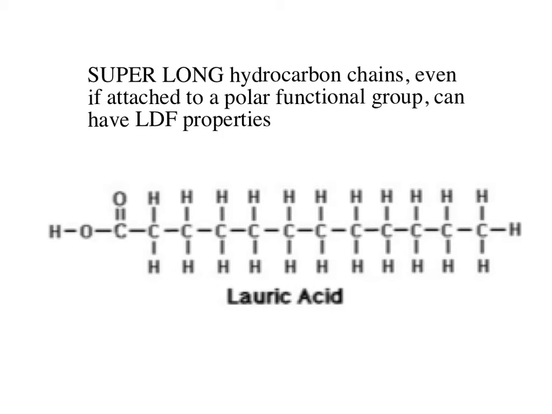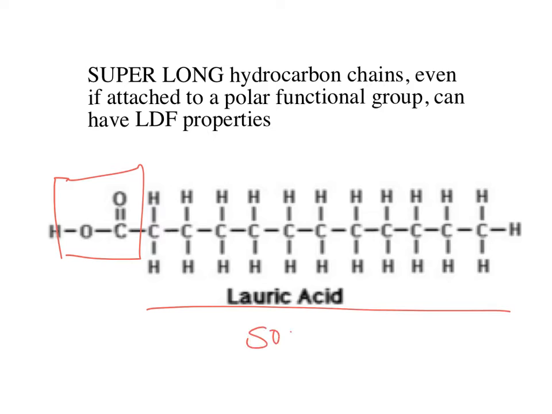Some molecules have a super long hydrocarbon chain, and even though like in this example we have a polar end right here, this is the carboxylic acid end of a very long molecule, we could have properties of both polar and nonpolar substances. For instance, soap.